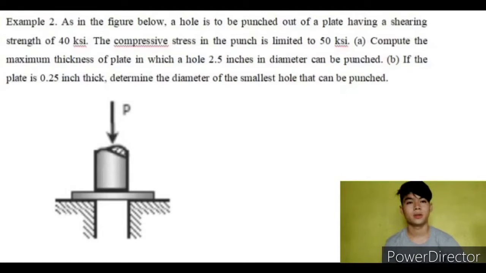Example number 2 in solving shear stress. As in the figure below, a hole is to be punched out of a plate having a shearing strength of 40 ksi. The compressive stress in the punch is limited to 50 ksi. Compute the maximum thickness of the plate in which a hole 2.5 inches in diameter can be punched. If the plate is 0.25 inch thick, determine the diameter of the smallest hole that can be punched.